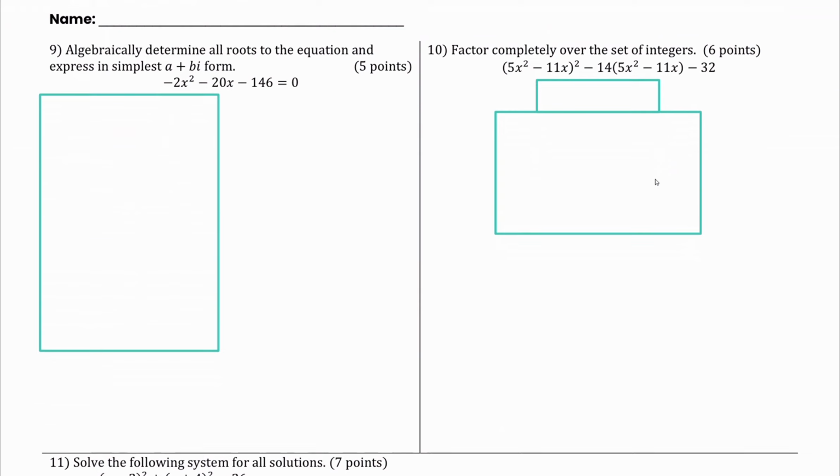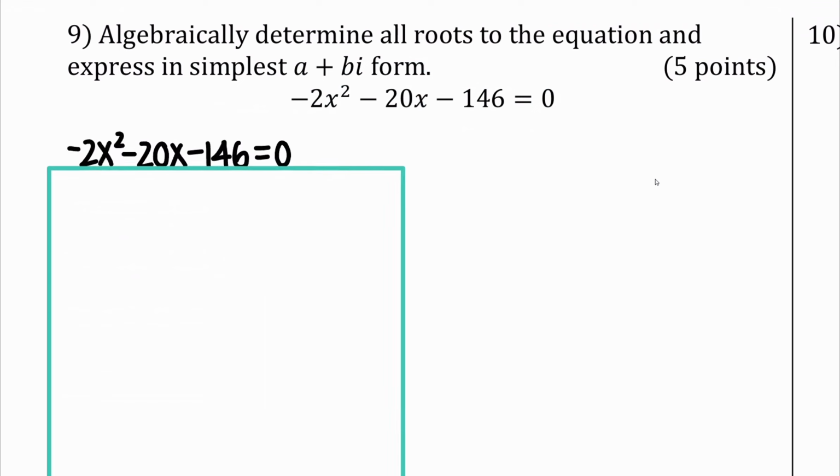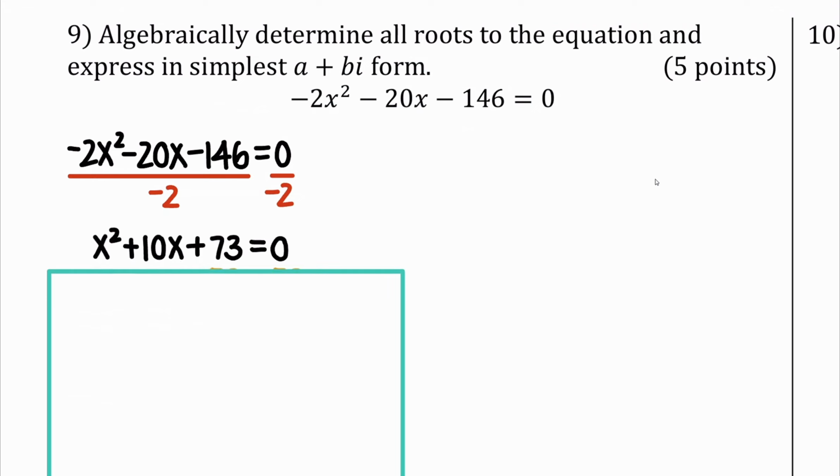All right, moving on to number 9. So number 9 says, algebraically determine all roots to the equation and express in simplest a plus bi form. So whenever we look at an equation, the first thing that we want to do is think, well, is there a way that we can simplify this equation? And if we notice, all of them are even. So what we can do first is divide everything by negative 2. We could divide by regular 2, but I just want to divide by negative 2 to make sure that the trinomial begins with a positive coefficient.